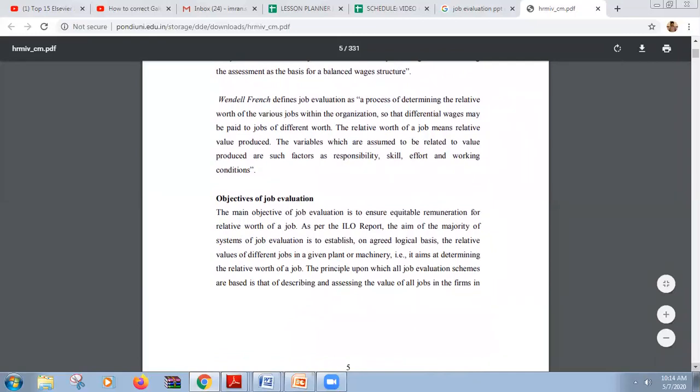The objective of job evaluation is to ensure equitable remuneration for the relative worth of a job. As per the ILO report, the aim of the majority of job evaluation systems is to establish, on an agreed logical basis, the relative values of different jobs in a given plant. So the objective is to give equal remuneration for performing a certain task. Whether drilling is done in my organization or in another organization, all workers should be paid equally for performing an equal job. This is the basic objective of job evaluation.